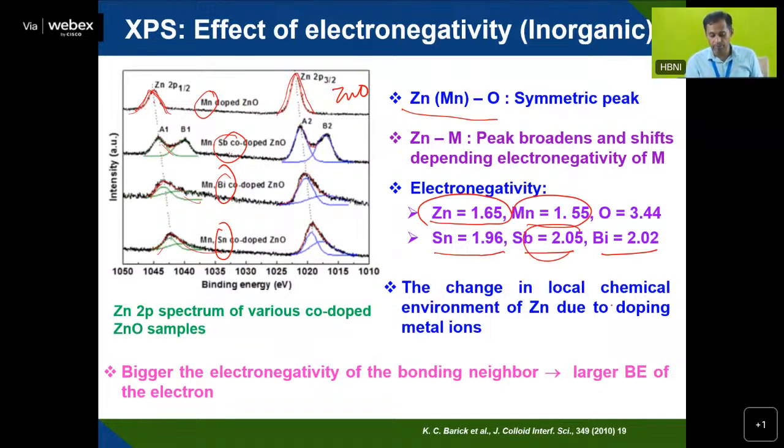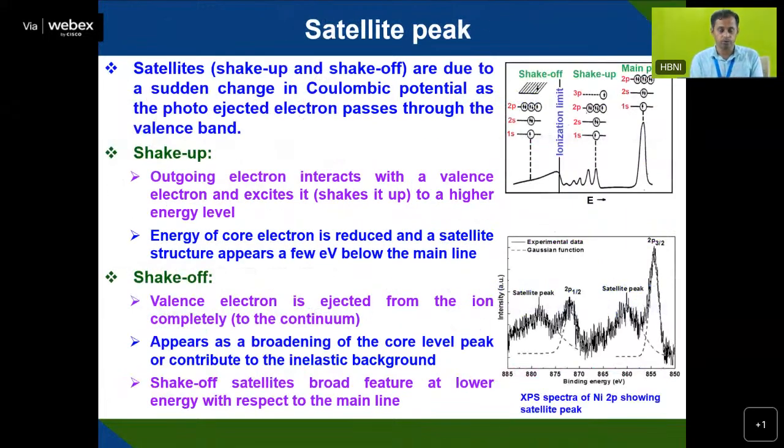So the local chemical environment of zinc changes due to doping. Different doping elements affect the electron characteristics, and you can find that out. The bigger the electronegativity of the binding neighbor, the larger the binding energy of the electron. So the higher the electronegativity, the more you can see in the binding energy, including splitting, and all this behavior you can interpret in XPS analysis.